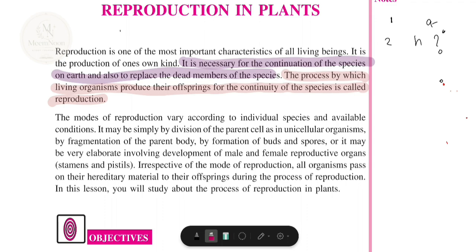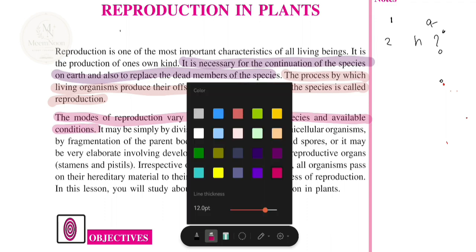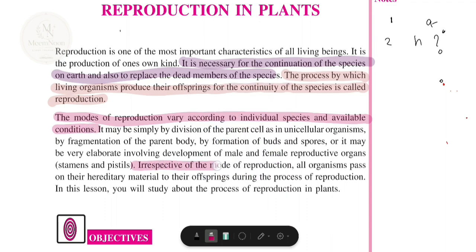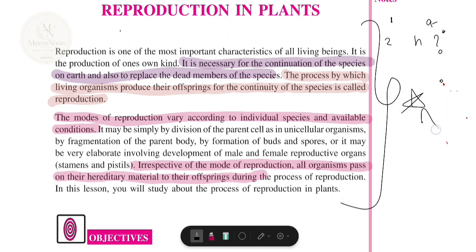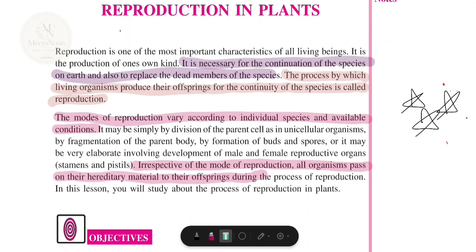Then we learned how reproduction varies. There are two ways: the mode of reproduction varies according to individual species and available conditions. And finally, irrespective of the variation in the mode of reproduction, hereditary material is passed to the offspring during reproduction. These are the 4 important points we can take away from the introduction. I said we have 3 important things, but the 4th point is also important. So this concludes our introduction.